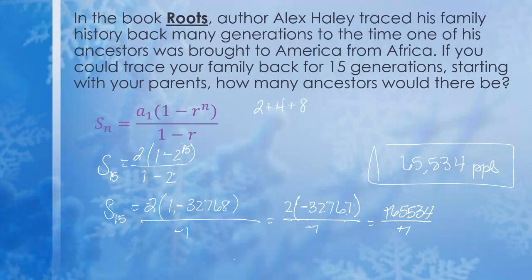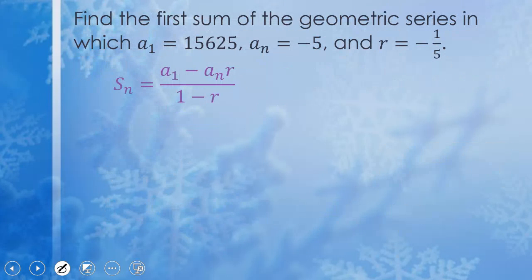That is a lot of ancestors. So going back 15 generations, you're related to over 65,500 people who have lived. That is staggering to think about. That's a lot of people that you have a genetic tie to, okay?